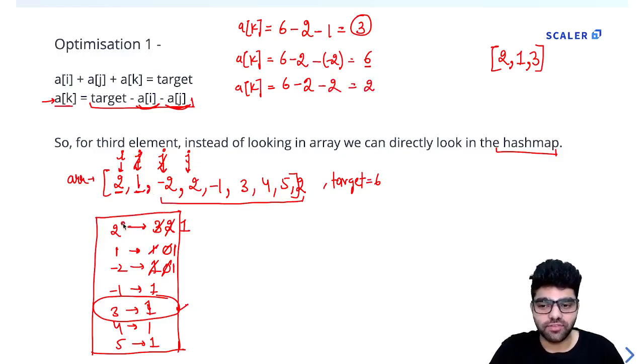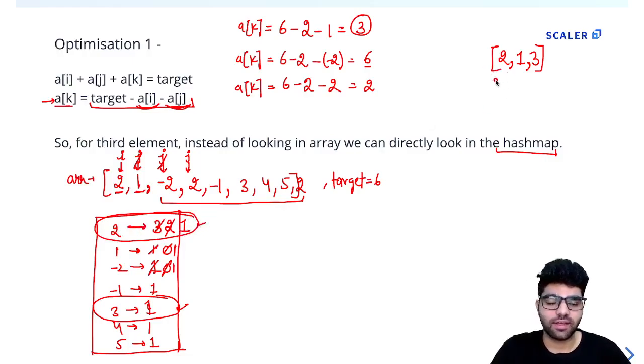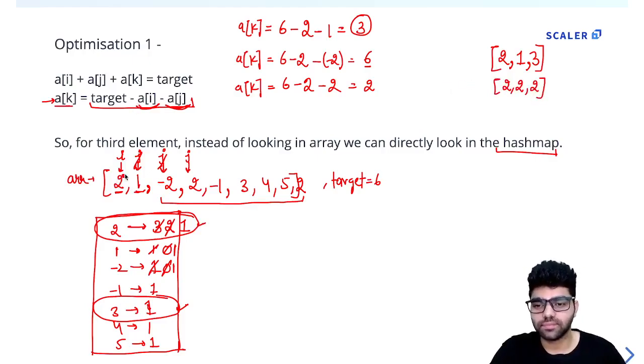Now I will check if 2 is present in the hash map. Yes. And the frequency of 2 is greater than 0. Yes. That means I can use this element. And we are having another triplet: array of i, array of j, and the current element, the third element, is again 2.